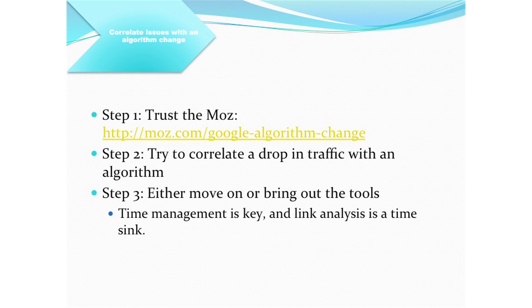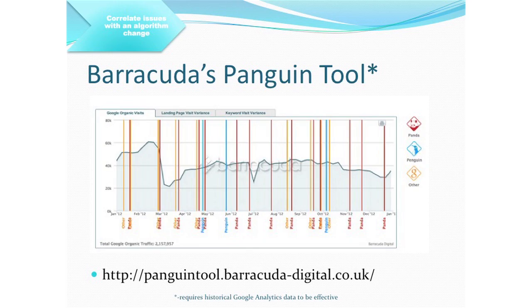So again, sticking with correlation of issues with an algorithm change, if you have Google Analytics set up for your site, which you should, and which the guy before you should, if we're talking about the example where you've got a new client, then you should be able to use this great tool, which is going to provide a visualization of your search traffic over the life of your Google Analytics data and overlay that with all of the known algorithm changes that occurred during that time.